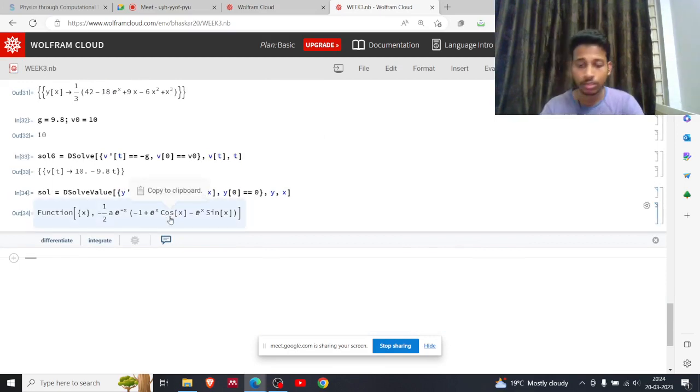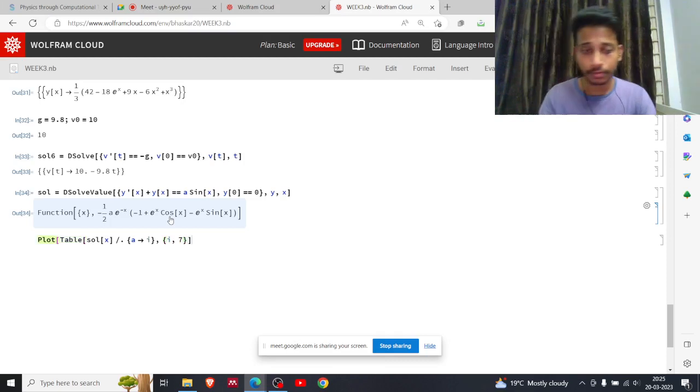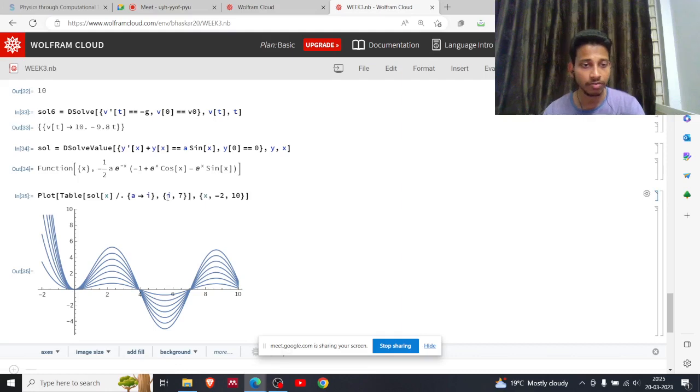Now what we will do, we will plot a table of sol of x, a, i, comma i, comma 7, x comma minus 2 to 10. This is the plot for the different values of i.